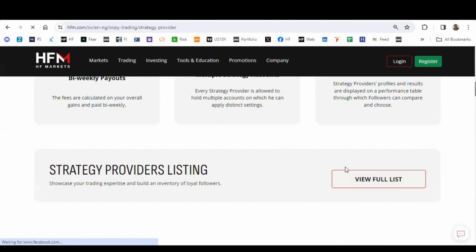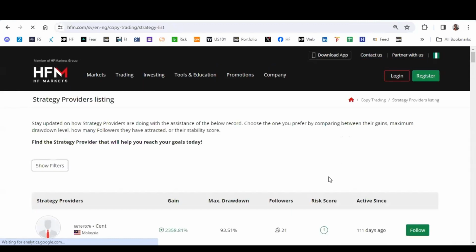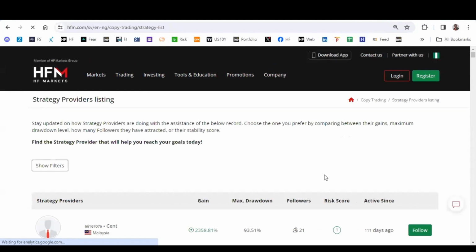But then let's go into what we have for today. How do I know who to follow? Choosing a strategy provider. The idea behind today's class is this: whenever I want to trade in the market, I've done my analysis and I want to trade, but in the meantime, I could also follow the trades of other strategy providers. How do I choose one?